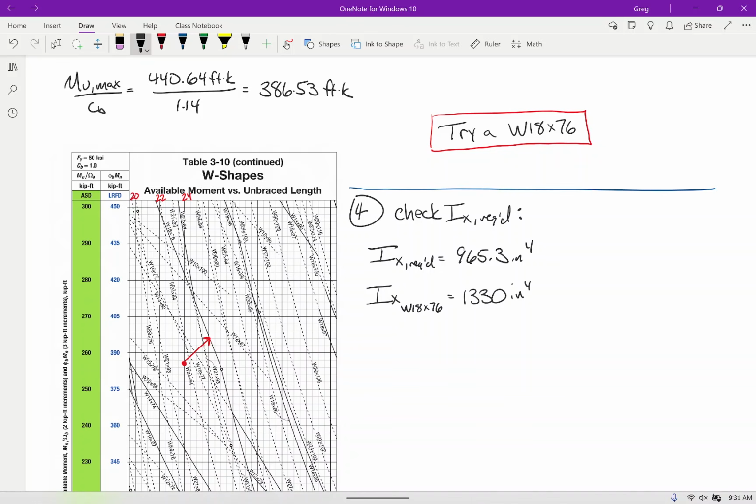Sound good? And is everybody comfortable with this part, with the table 3.10, with finding the shape? You can see I'm going off the blue numbers, so we're about right there. You know, here, there's the 24, so we go up. Sound good? Okay, and again, all this is just all those LTB curves all plotted on top of one another.